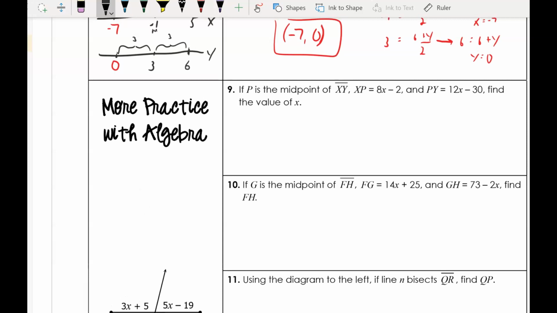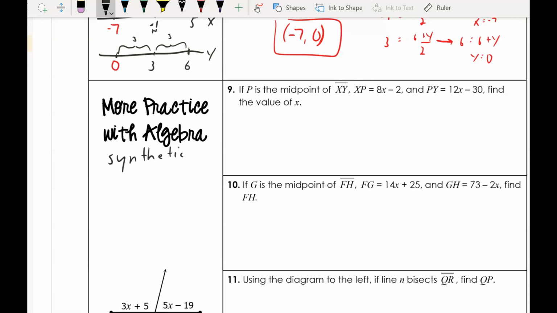So let's just put a note here. This is synthetic, and just so we can get used to this, that means that it's not in the coordinate plane. Just floating there, okay? No coordinates, no ordered pairs, just a location. So we have P is the midpoint of segment XY.